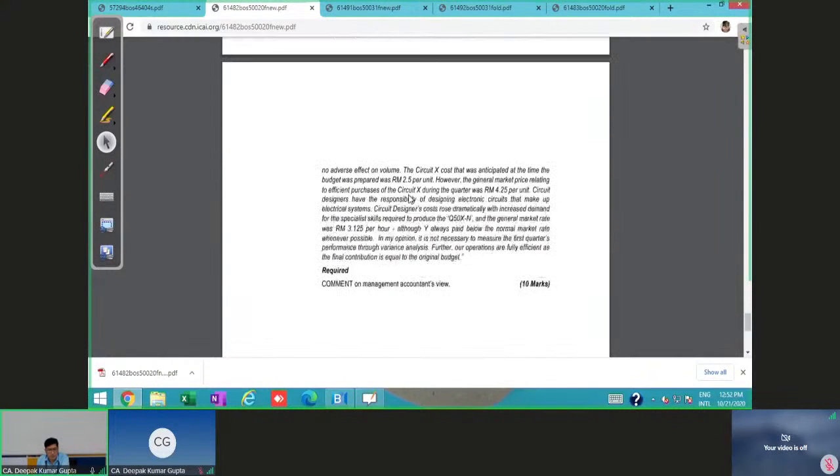This is a standard costing question. Again, the verb is comment. It again belongs to level 2. It is equivalent to analysis or interpretation.